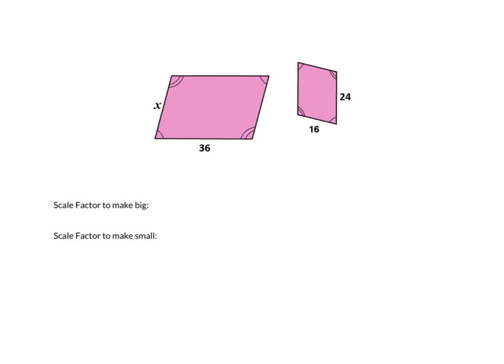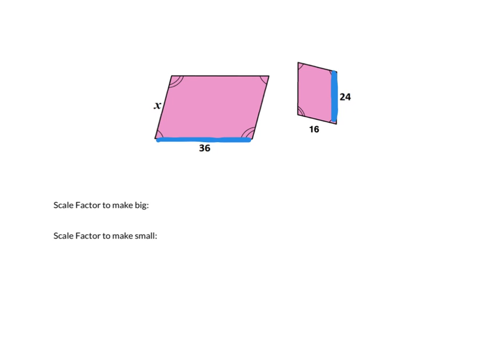The first thing we need to do in order to find the scale factors to make big or small is to identify corresponding sides. So when we look at this picture, I'm noticing that the 36 on this parallelogram is the longer of the two sides. So 36 is the long side. It's going to correspond to 24 over here because 24 is the longer side there. So now we have to look for the scale factor.